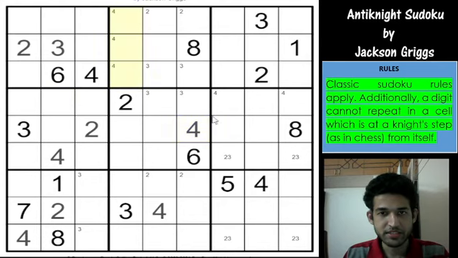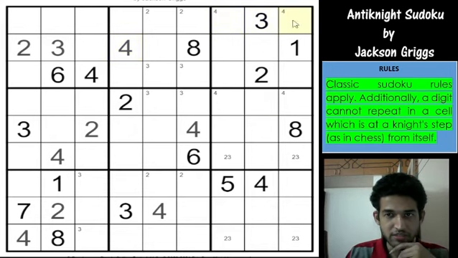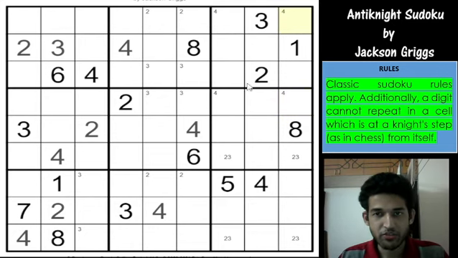4 is in one of these three cells due to classic, gets removed from here and here, so that gives a 4 here. And which in turn gives 4 in one of these two cells, and I don't think we can resolve these two 4s yet. Through some other digits, they will get forced into their cells.